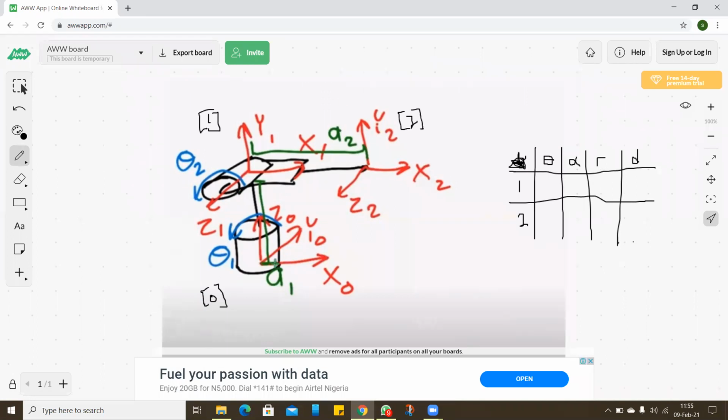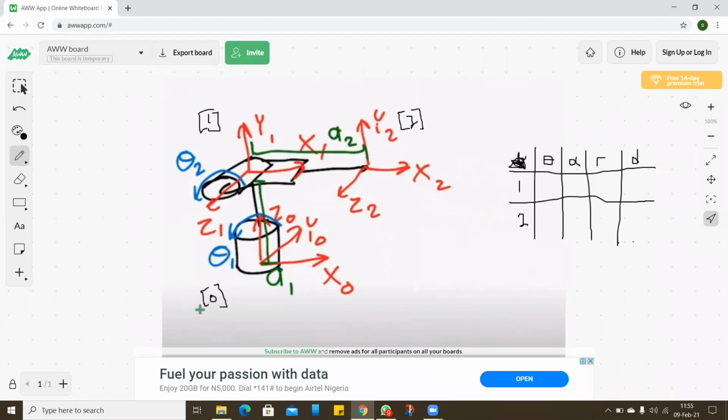Now we have frame 0, which is the base frame. We have frame 1 and we have frame 2. So the number of rows will actually be 1, 2, 3, but we're just going to use 2 because from here to here is 1, from here to here is 2. You get? Samuel, from where to where is 1 and from where to where is 2? Please, I didn't see that.